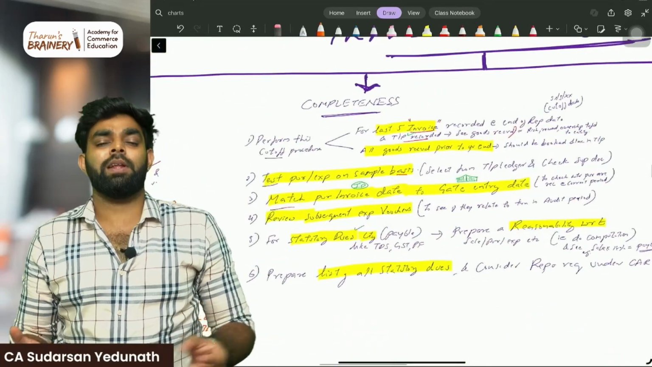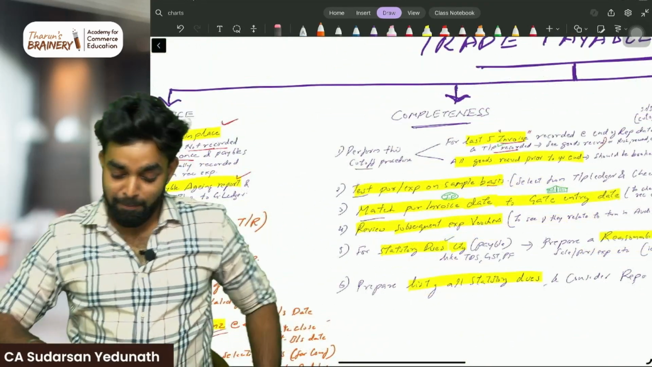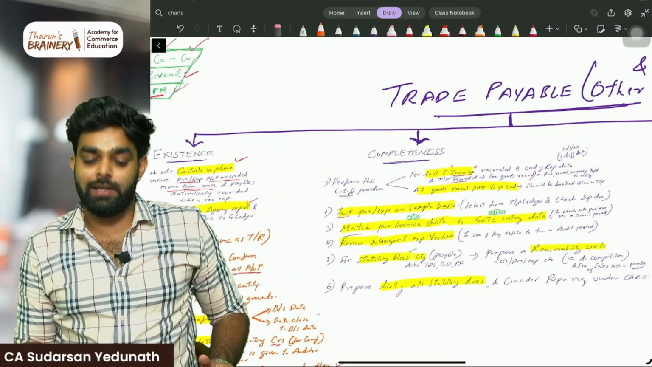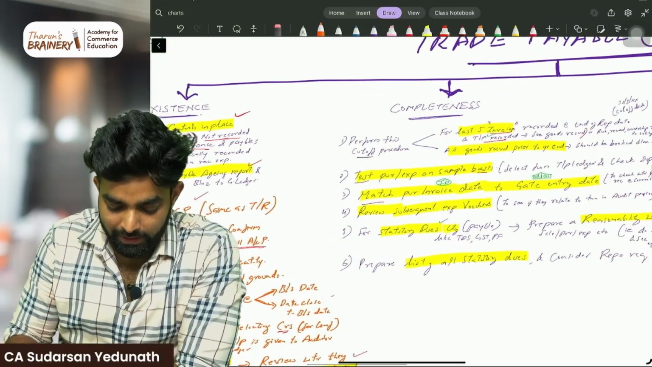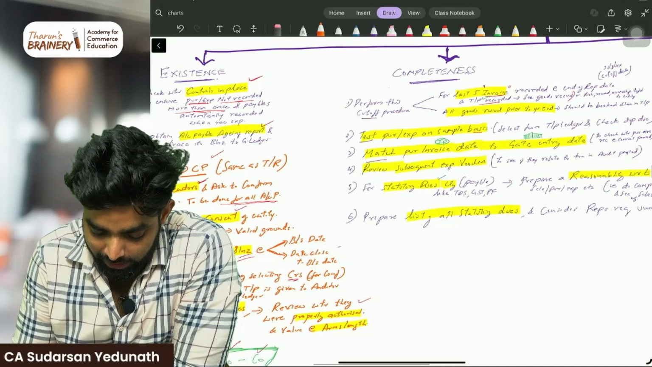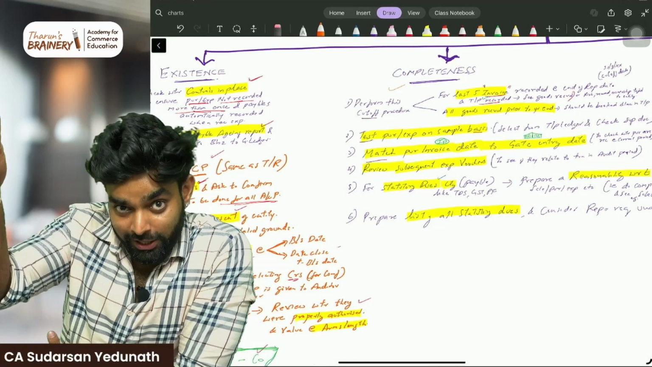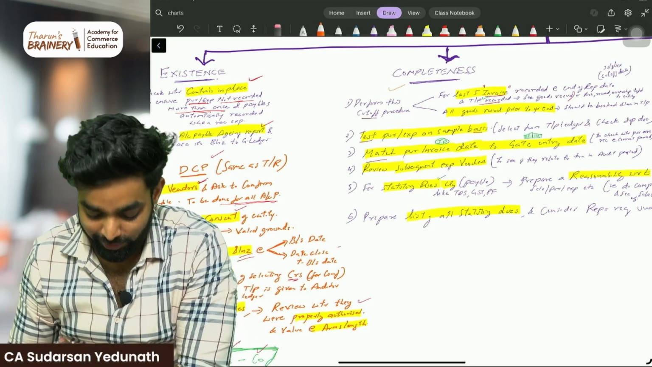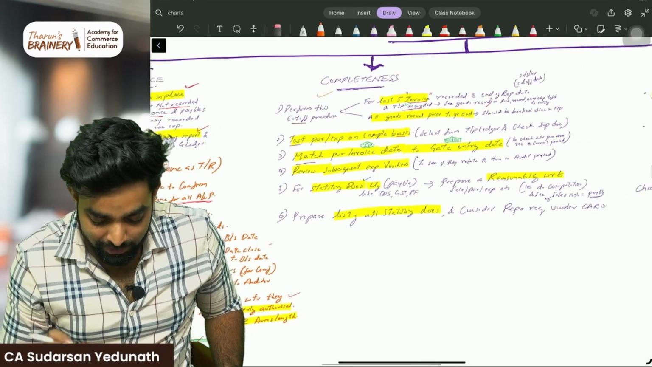Now we'll look at the completeness of trade payables. Next is completeness of trade payables and other similar current liabilities. For completeness, first you have to perform the cutoff procedure. Similarly, here also there is a cutoff procedure. What is the cutoff procedure? Okay, look at this.